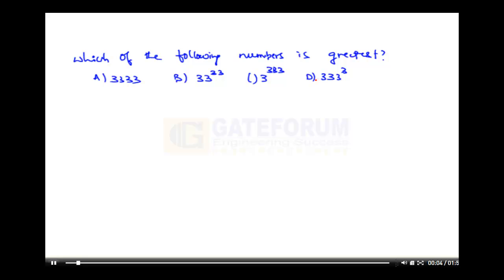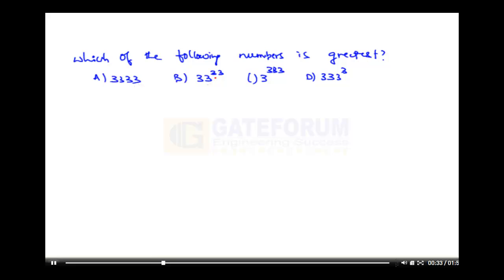Which of the following numbers is going to be the greatest? The first one is 3333. The second one is 33 to the power of 33, C is 3 to the power of 333, and D is 333 to the power of 3. If you observe this, the first one, 3333, is a very small value according to my sense.